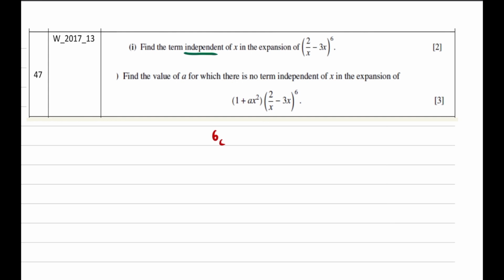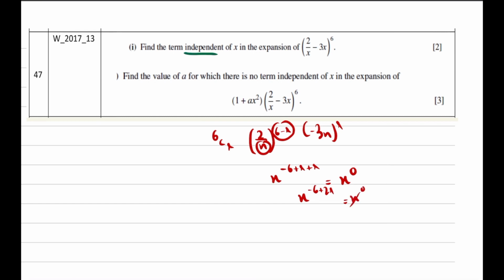What does independent mean? That x power 0. So 6 minus r, minus 3x power r. So x, here it's in the denominator, the power will be negative. And here it's plus r. Now what's required? What does independent of x mean? 0. This and this cancel out. Minus 6 plus 2r. Minus 6 is equal to minus 2r. What's r? 3. Do you get this?